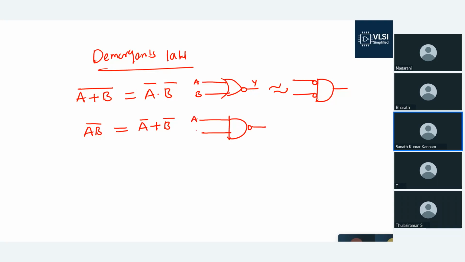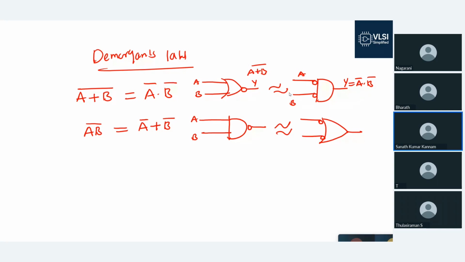AND gate. This is A and B. So this is (AB) whole bar, and this is A bar or B bar. Y equal to what? A bar or B bar. Okay, NAND gate is equivalent to what? Which gate? Bubbled OR. Okay, so this you need to remember. This we are going to use while realization.